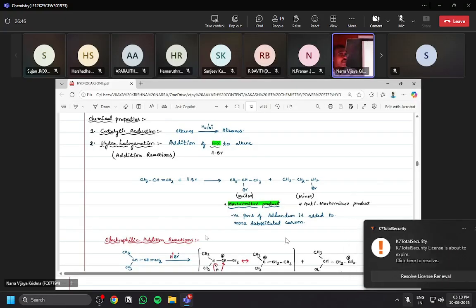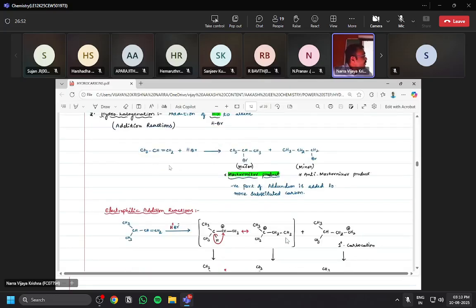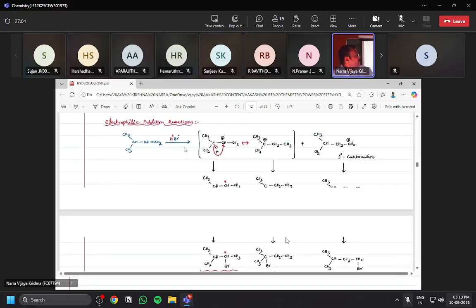Hydrohalogenation, addition reactions. Addition of HX to an alkene is called hydrohalogenation. Same example we have taken. Markovnikov product, anti-Markovnikov product. What does Markovnikov product mean? The negative part of the added reagent goes to the more substituted carbon. Now, HBr.